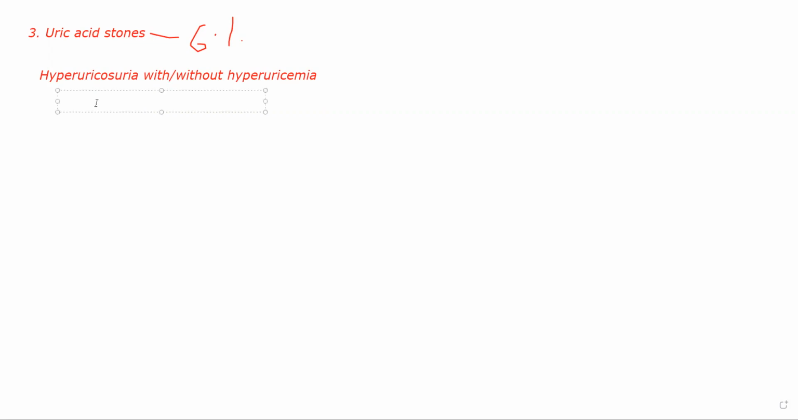So these stones are smooth yellowish brown, they are hard, and they are multiple in number. Okay, if you cut open these stones, you will see a laminated structure, layered structure. Then the fourth type of calculi will be cystine stones.